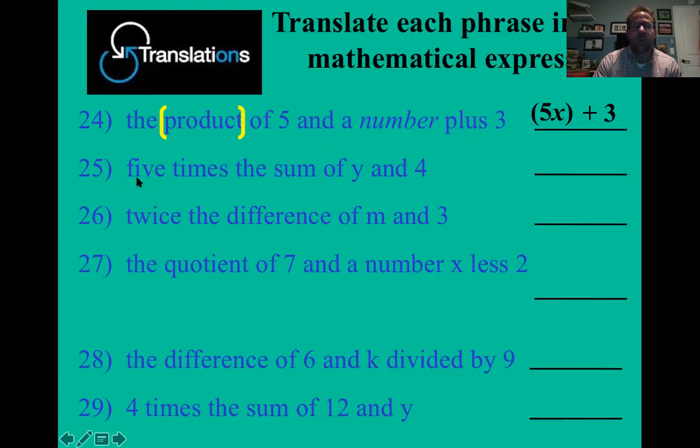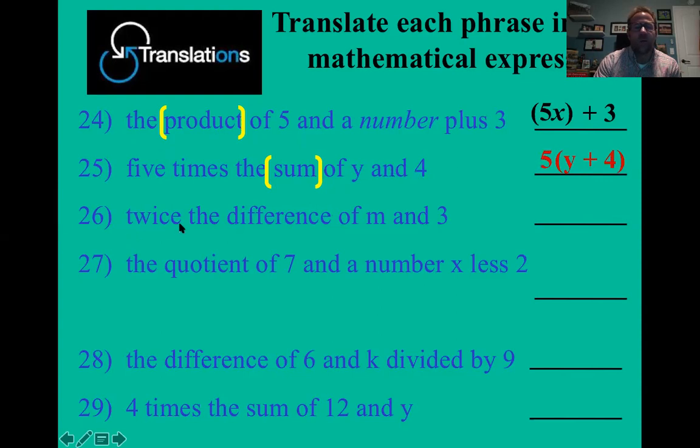Okay, let's try the next one. 5 times the sum of y and 4. So there's our private party word. So now you have to think to yourself, who got invited? And normally the invitation goes to the numbers and variables that come after the private party. So who got invited to the private party? The y and the 4. And then we've got this 5 times. So it's 5 times the private party. Here's the private party. So how do we do 5 times? Well, we put a 5 on the outside. So the 5 did not get invited to the private party, only the y and the 4.